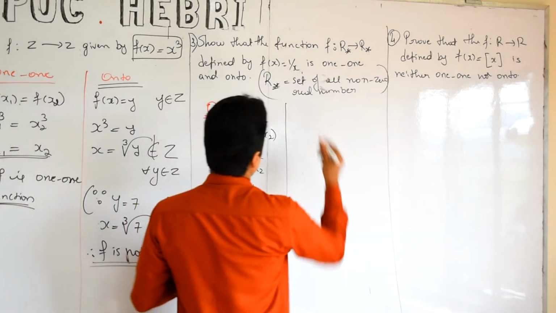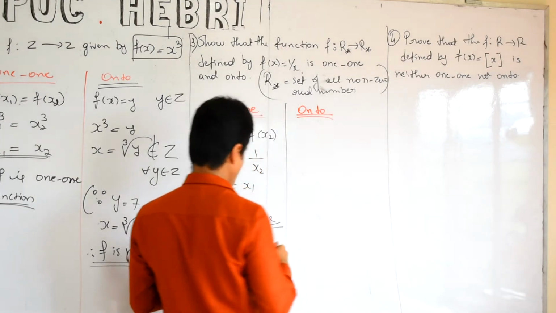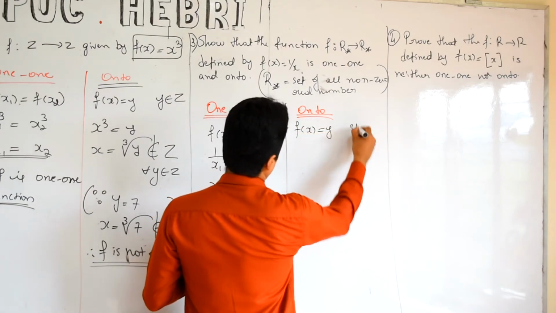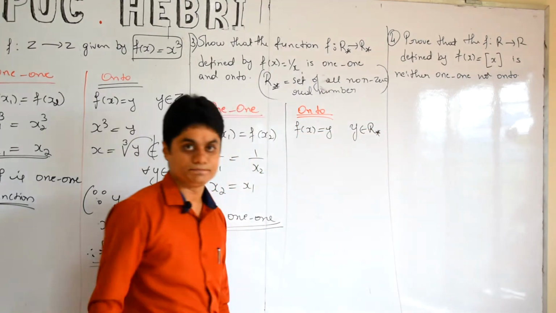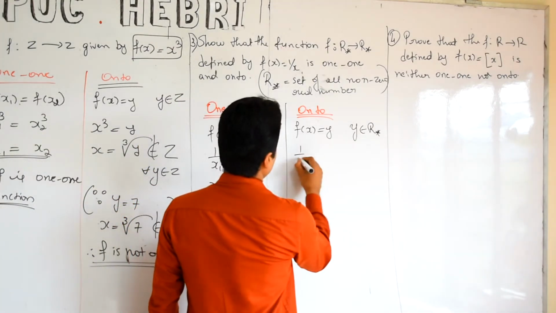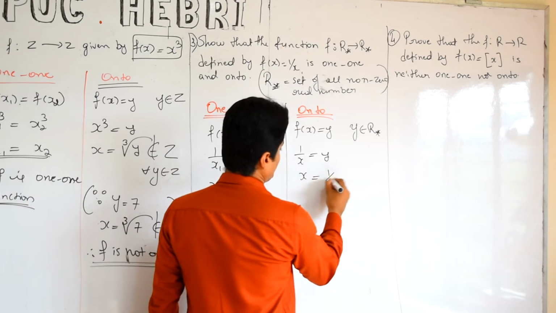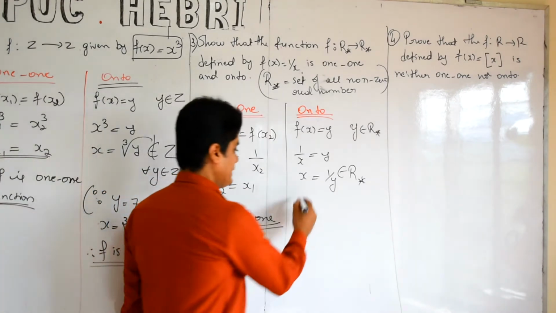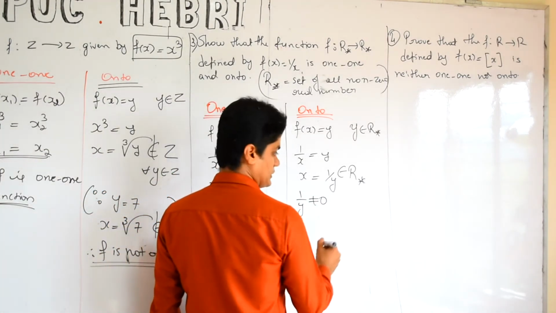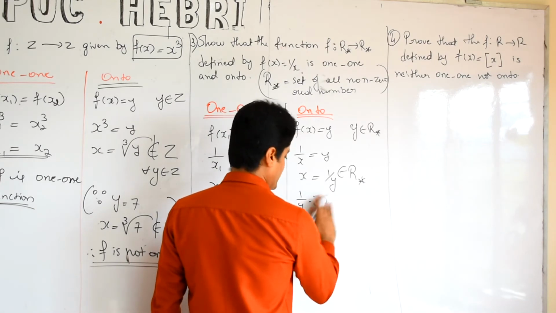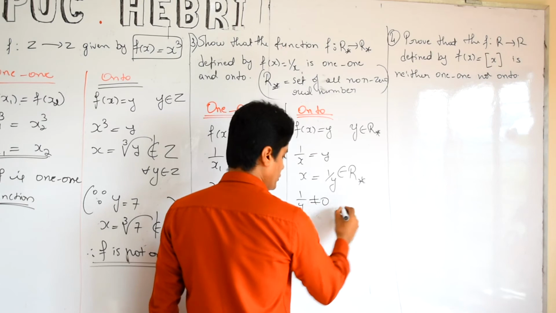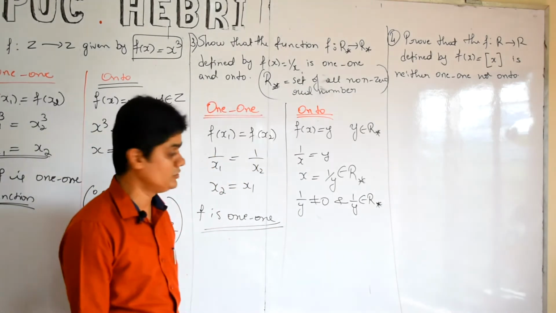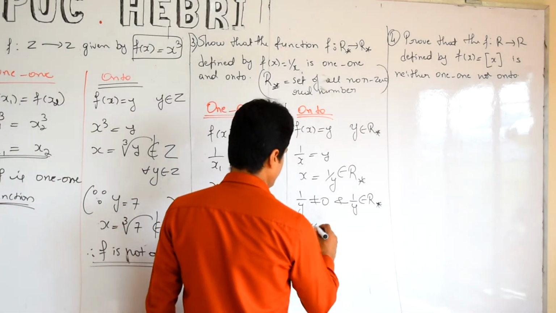Next, what do we have to prove? Onto. Let us assume that f of x is equal to y for y belonging to the codomain R star. What is f of x? 1 by x is equal to y. So x is equal to 1 by y. Does it always belong to R star? Yes, it must. Why? 1 by y cannot be equal to 0, and 1 by y is a real number because y is not equal to 0. So because of this you can say that f is onto.